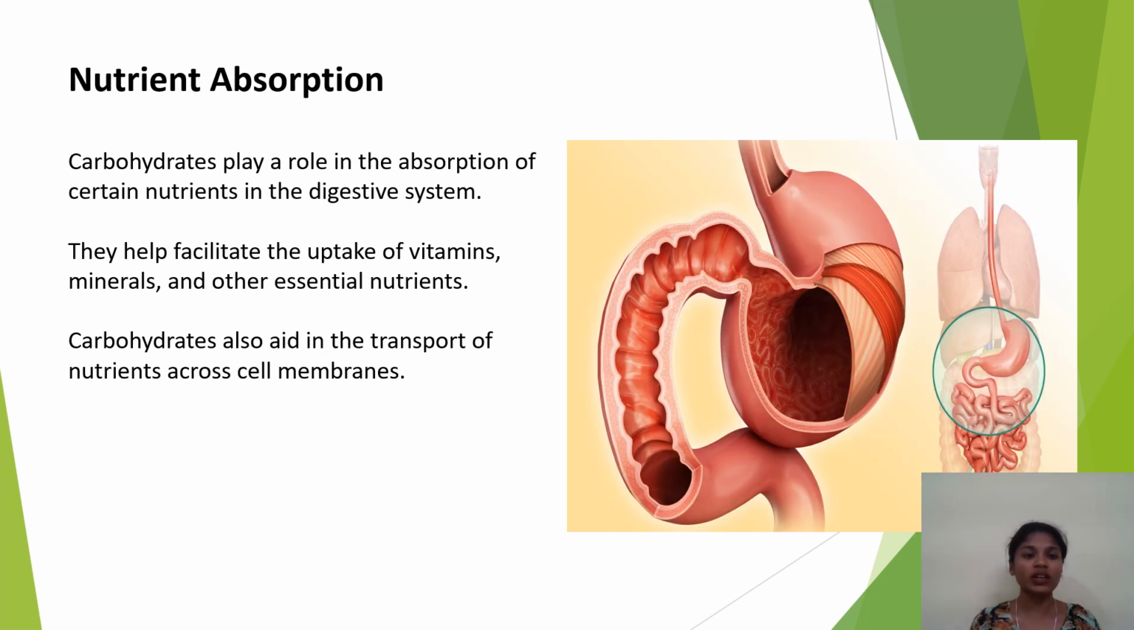Nutrient absorption. Carbohydrates play a role in the absorption of certain nutrients in the digestive system. They help to facilitate the uptake of vitamins, minerals, and other essential nutrients. Carbohydrates also aid the transport of nutrients across the cell membrane. Digestion and absorption of carbohydrates happen in the small intestine. Fructose and galactose are converted into glucose in the liver.